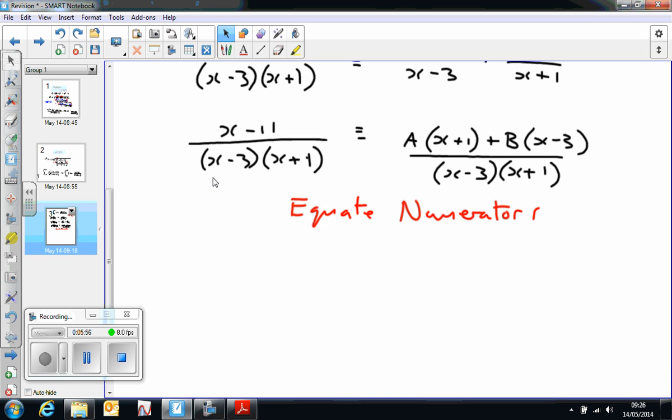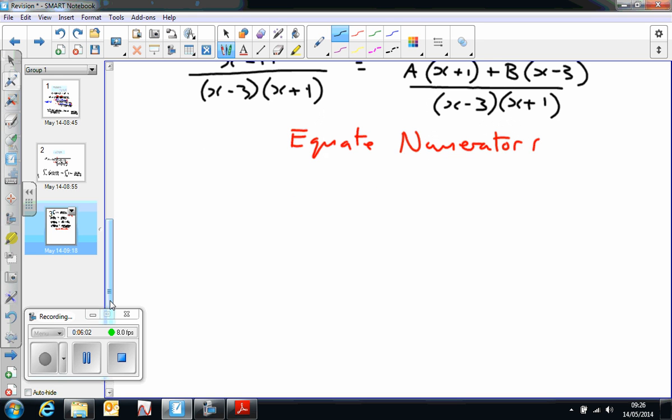So in other words, x minus 11 equals this top, A(x plus 1) plus B(x minus 3). x minus 11 equals A(x plus 1) plus B(x minus 3).